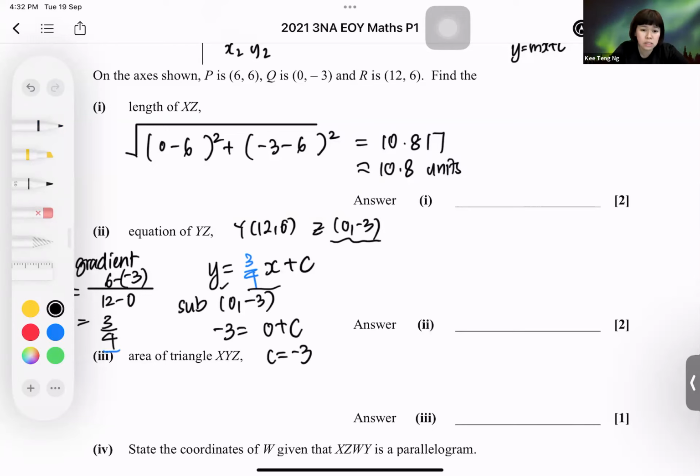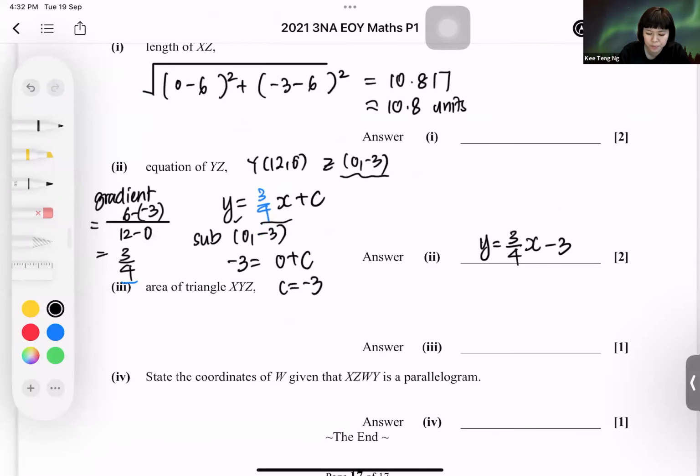But is this the answer for the equation? No, right? You must piece it together, like a jigsaw puzzle. So y equals to 3 over 4x minus 3. That whole thing is the equation.